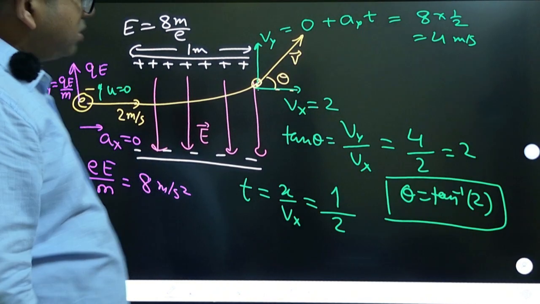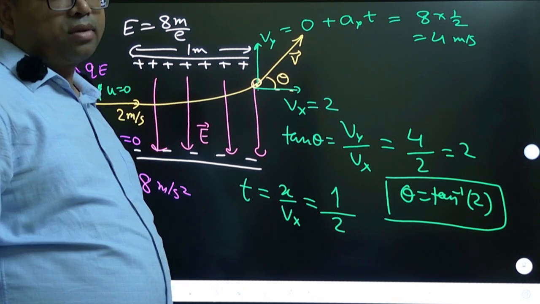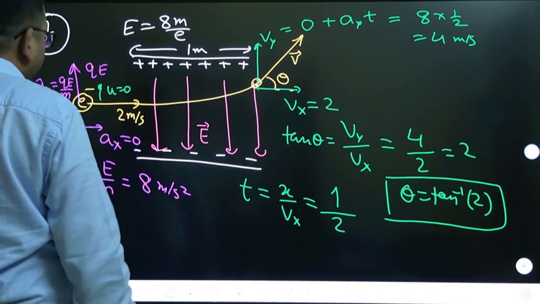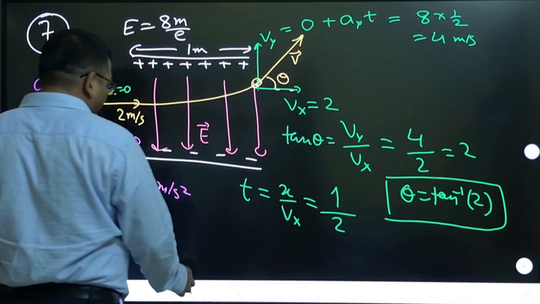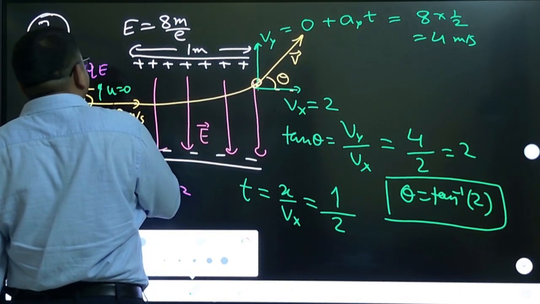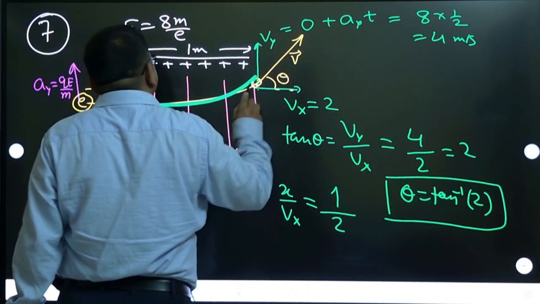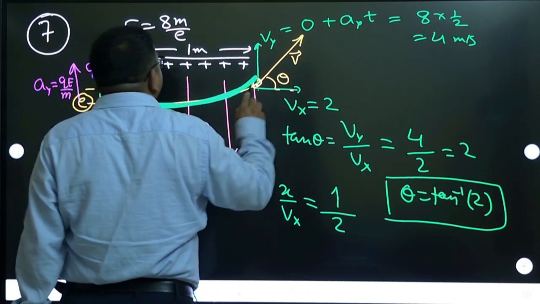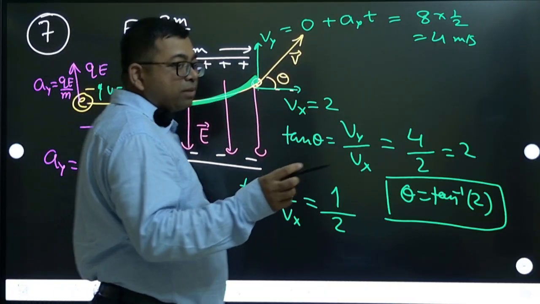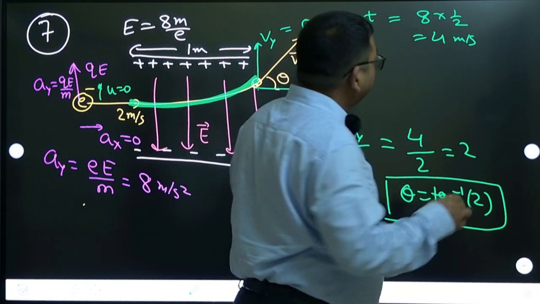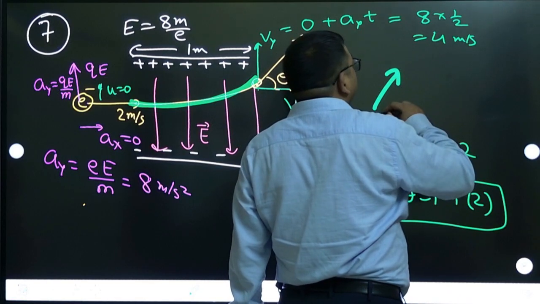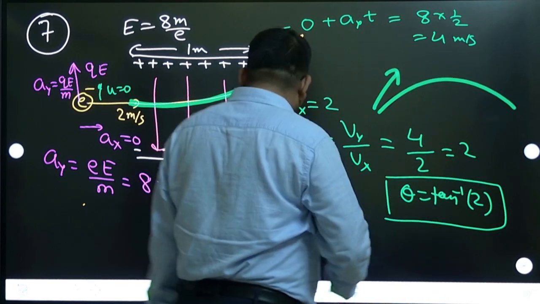Are you clear about this? Okay, so note that here inside the field, it is going on a trajectory. This is a trajectory which is a parabola, just like projectile motion. You have studied projectile motion, right? When you throw it like this, it goes like this. Why is it going like this?